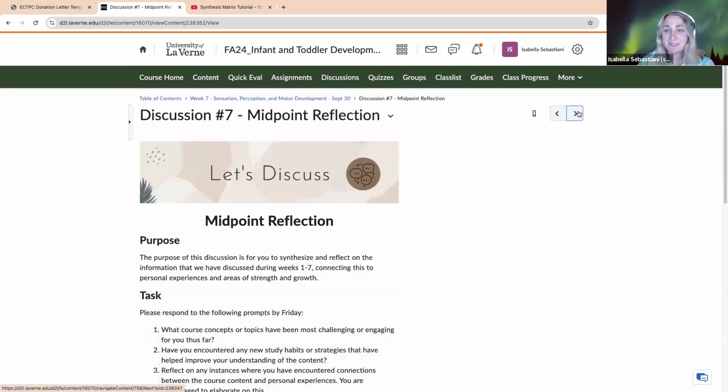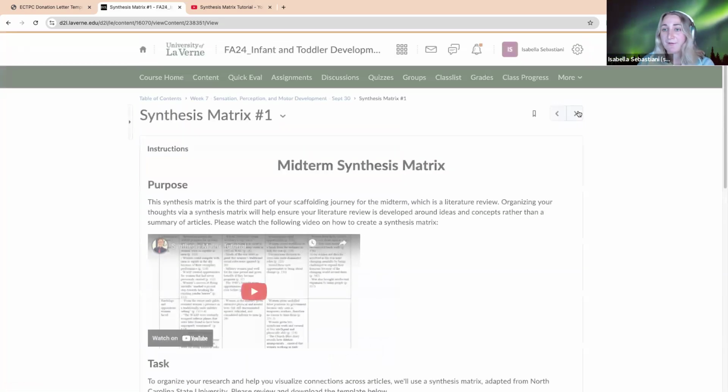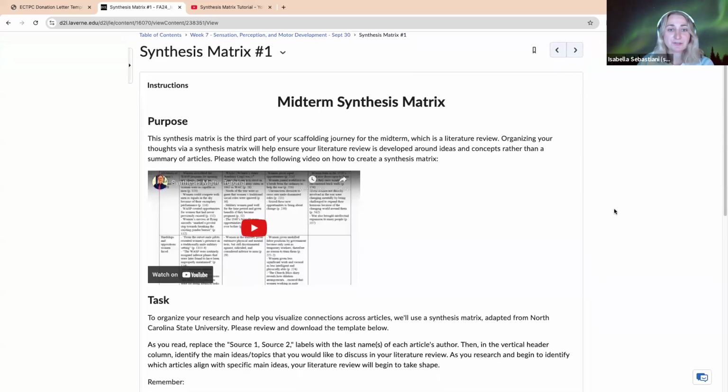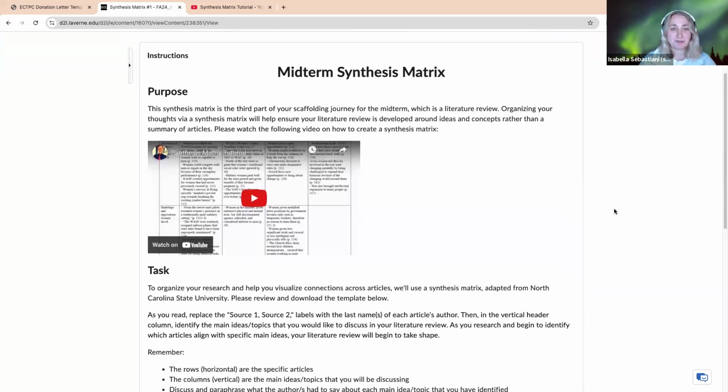And then we also have our synthesis matrix, which helps us prepare for the midterm, which is a literature review. So the purpose of a synthesis matrix is to help organize the information from your resources. It's essentially a table. At the top of the table, you have all 10 of your resources. And then on the rows, or you could switch it around, whatever makes sense for your brain, you have main topics you want to hit for your literature review.